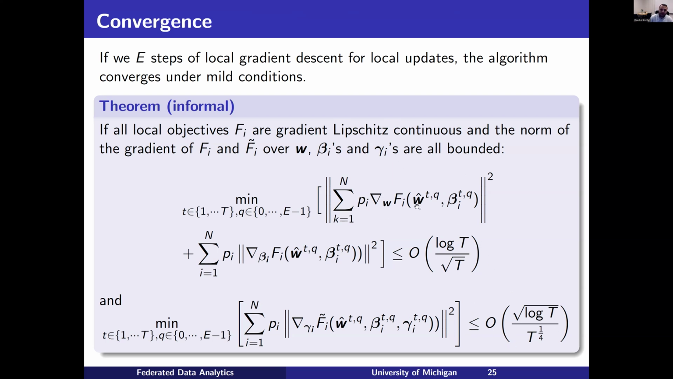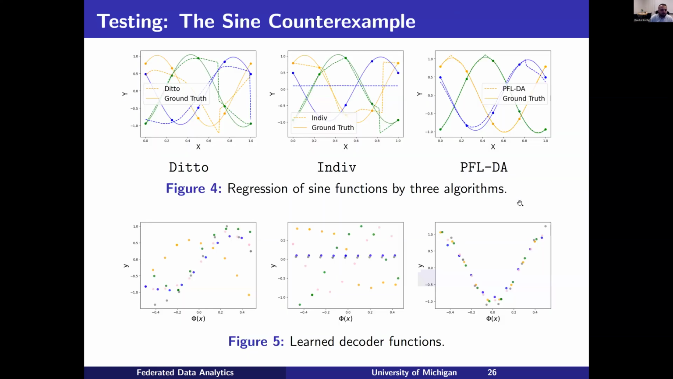However, the gamma I, which is the personalization, converges at slightly lower rates. This is due to the bi-level configuration here, and it's a price to pay for personalization in general. So it converges at slightly lower rates.